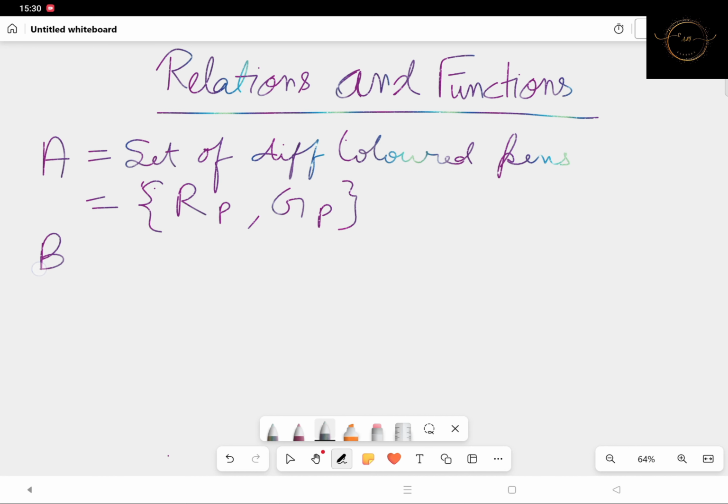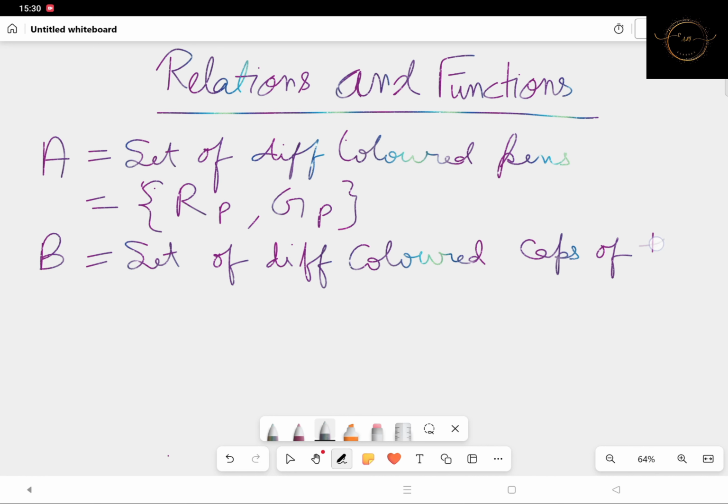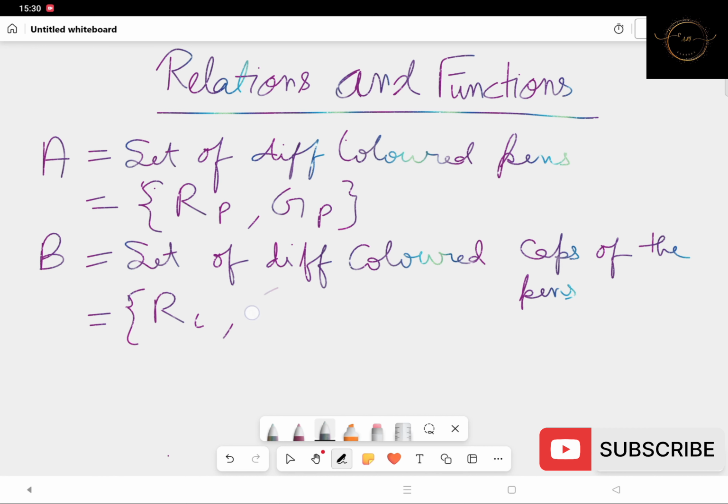Whereas I take another set B, which is a set of different colored caps of the pens. Of the pens means of that of set A pens. Let us take any three colors of the caps. Suppose I take a red cap, a green cap, and a black cap. Now why did I come to this example?